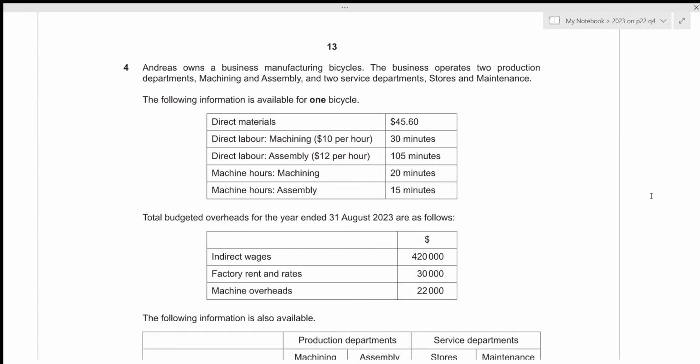Since question number 4 is of 30 marks, ideally you should be spending about 35 minutes in order to solve this question, and in this video as well we'll be attempting to solve this question under 35 minutes. So without any further delay, let's get started.